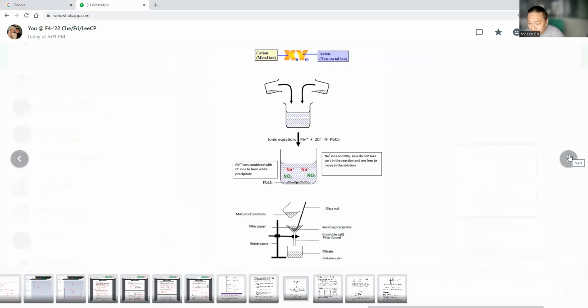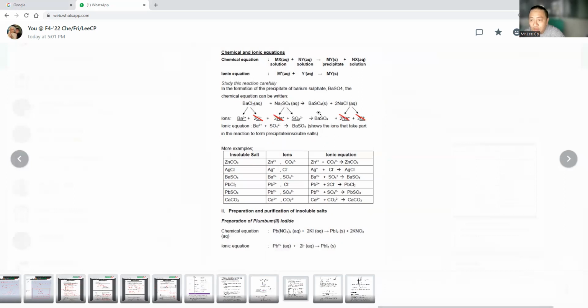How do we prepare a salt in the lab? I hope you're okay. All right, so from here, chemical ionic equation, so you've got MX plus NY become MY plus NX. So this one you can write the equation, the ionic equation. We are going to see how to write the equation.